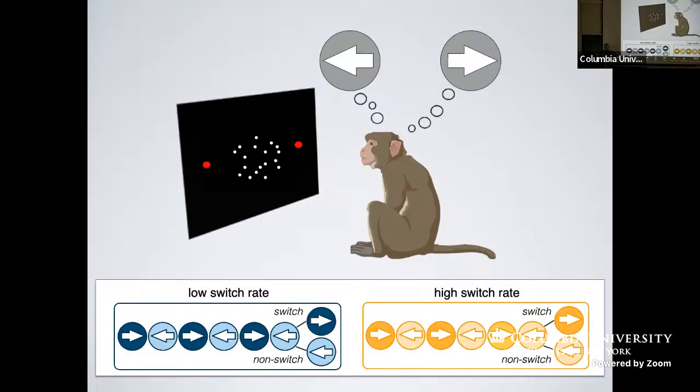For various reasons that I don't really have time to get into, I'm happy to explain later, we used these two fixed conditions. Sorry, I picked the wrong graphics, that's not useful. These are supposed to be two different switch rates. That one should be the high switch rate, it switched 6 times before the choice, and the low switch rate switches once, so that it goes left, right, and then test.